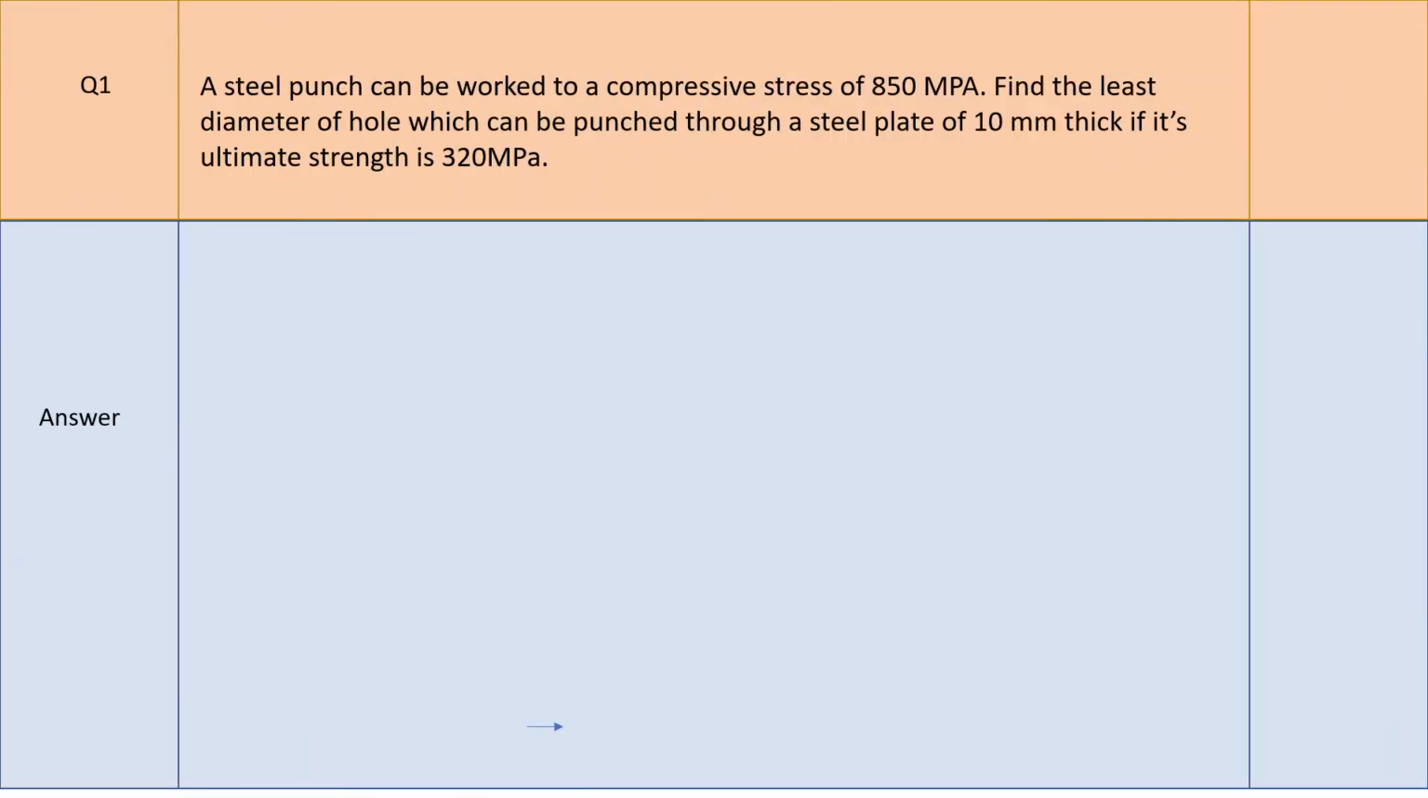Now let us take the first problem. A steel punch can be worked to a compressive stress of 850 megapascal. Find the least diameter of the hole which can be punched through a steel plate of 10 mm thick if its ultimate strength is 320 megapascal.